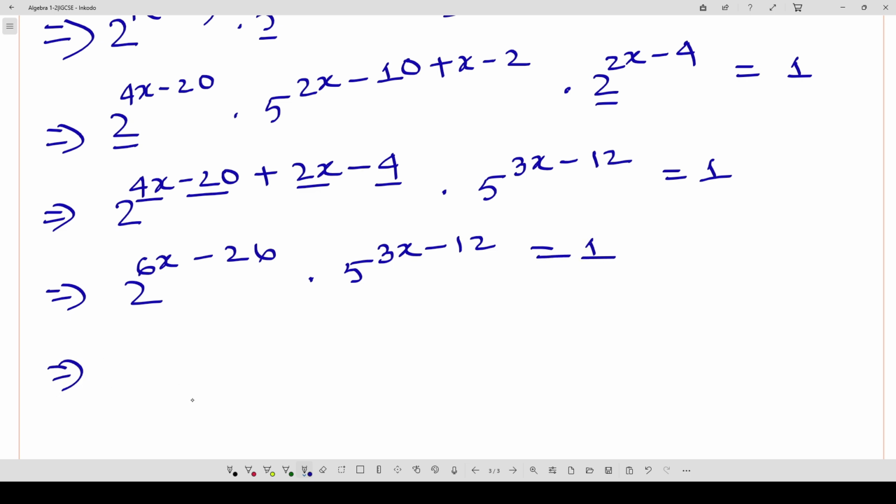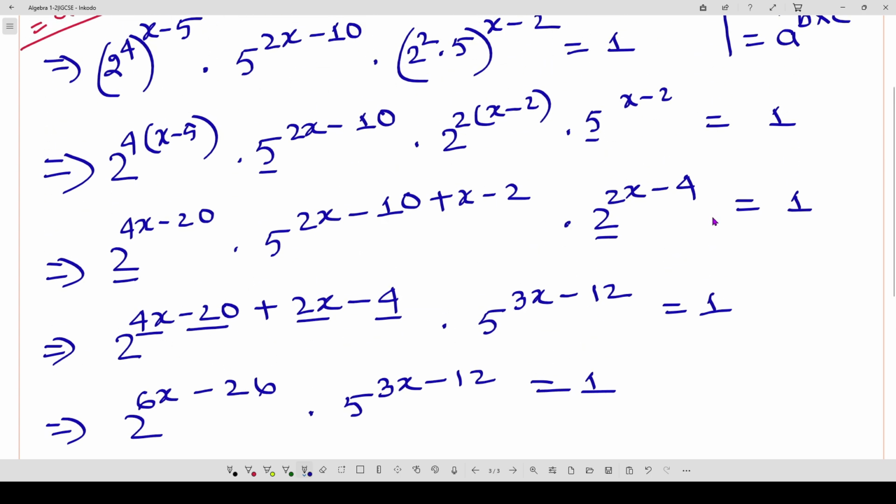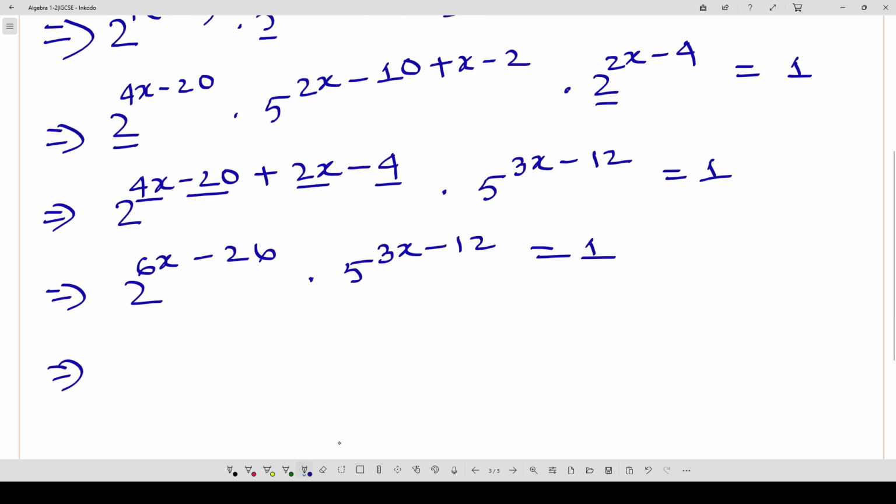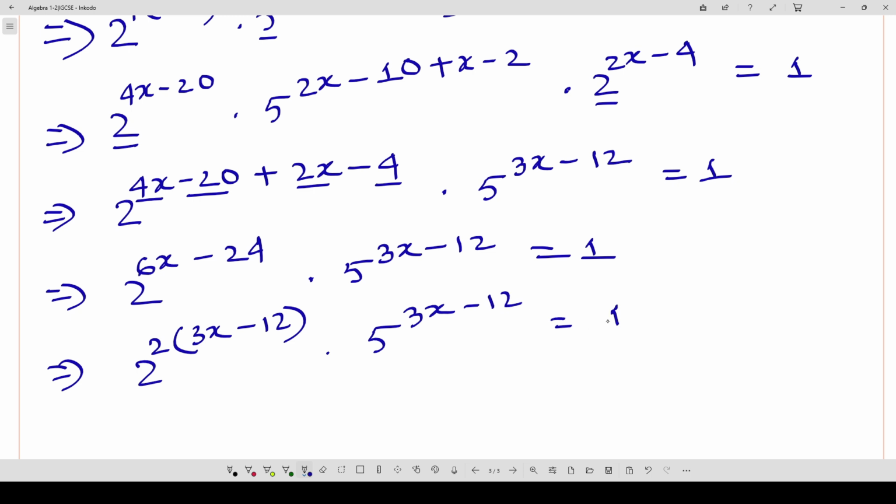Now from here we can take something common. Look, it's not 26, it should be 24, right? Yep, I made a mistake. So we can take common 2, so we will get 3x minus 12. Why we are doing this one? Let's discuss later. 5 to the power 3x minus 12 equals 1.